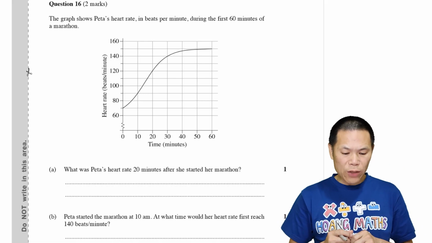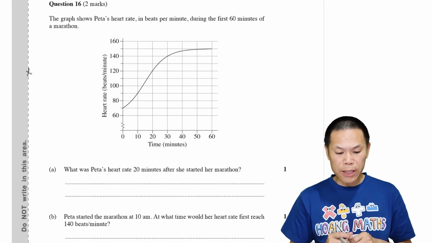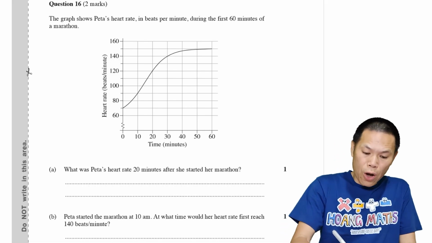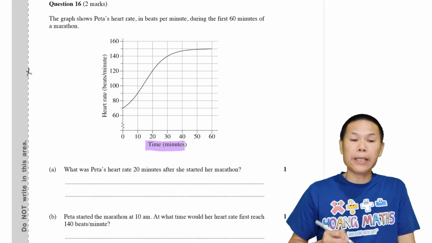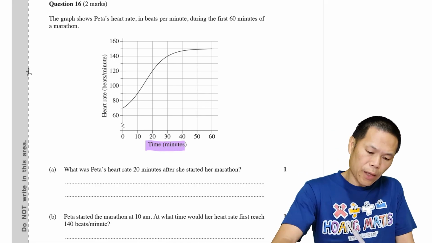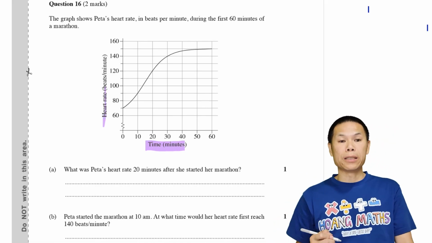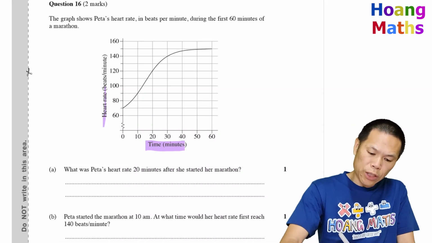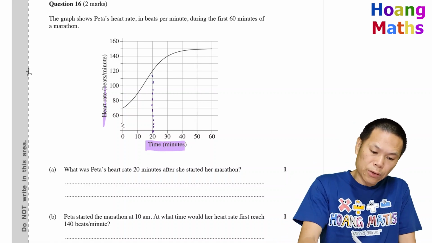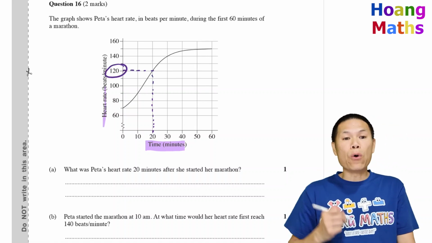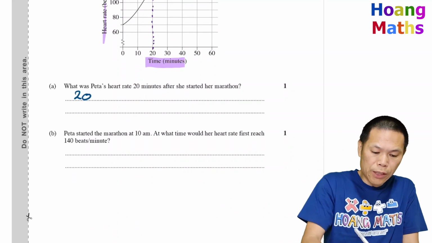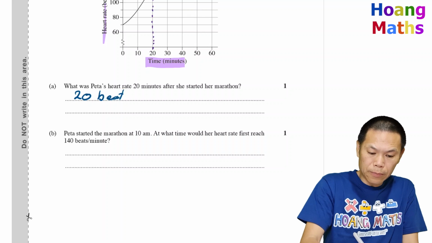First one. What was Peter's heart rate 20 minutes after she started the marathon? So we need to know that the horizontal axis is time in minutes, and the heart rate is beats per minute. So after 20 minutes, 20 minutes is here, and we need to look for the heart rate. So it's here. Therefore, 20 beats per minute.